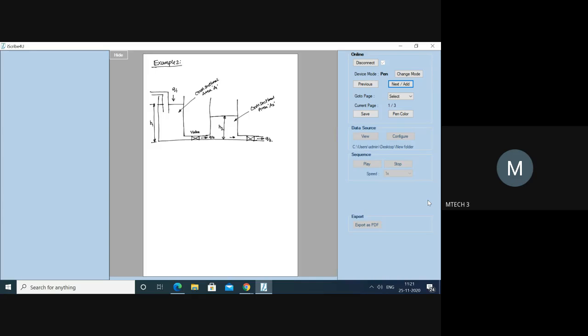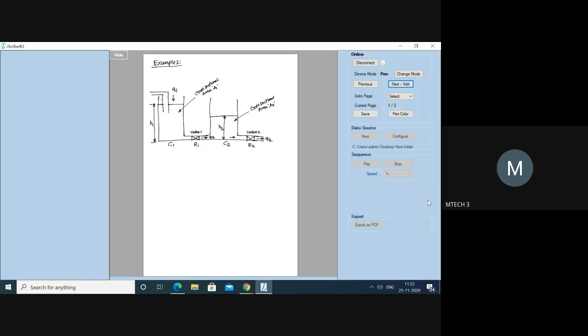Two. Capacitance with respect to height H1, and another capacitance with respect to height H2. How many resistances are offered, and at what places? At valve 1 and at valve 2. At valve 1, the resistance offered is R1. At valve 2, the resistance offered is R2. Any doubt up till here?